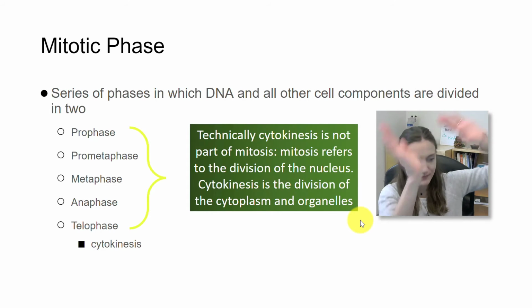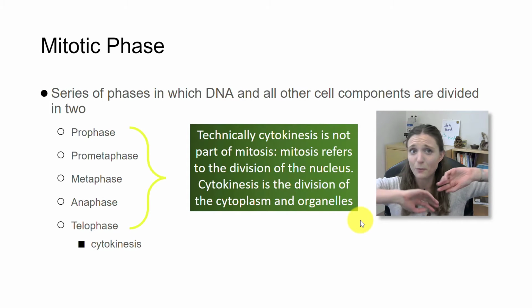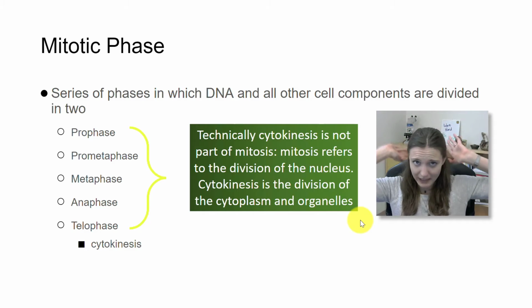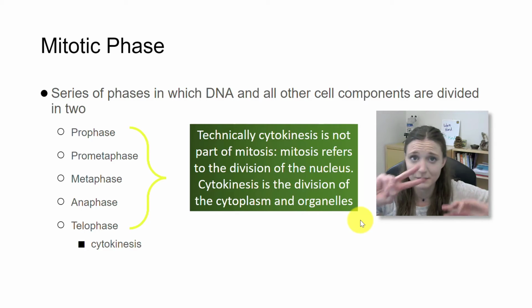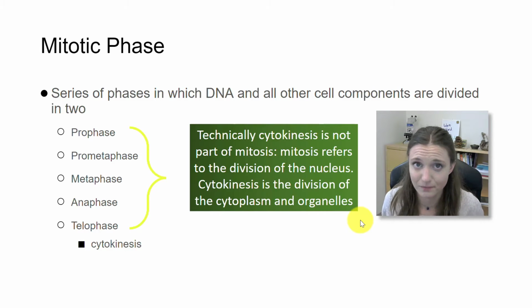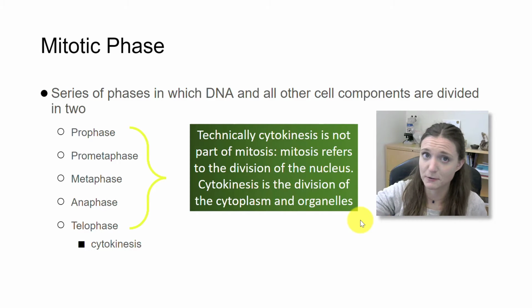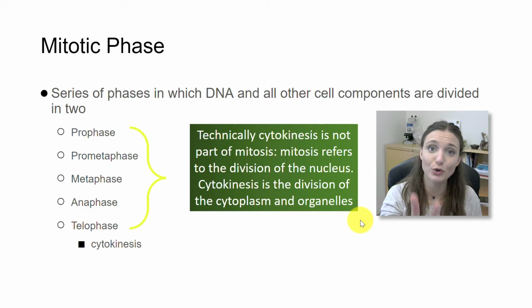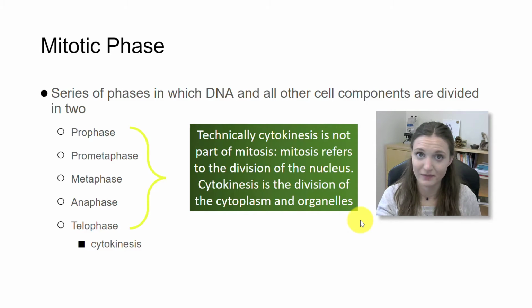Okay, we just finished G2. We got the green light. We're gonna go ahead and divide. We're gonna make two identical daughter cells. That is the entire purpose of mitosis. We are making two identical cells. One cell will divide into two identical cells.